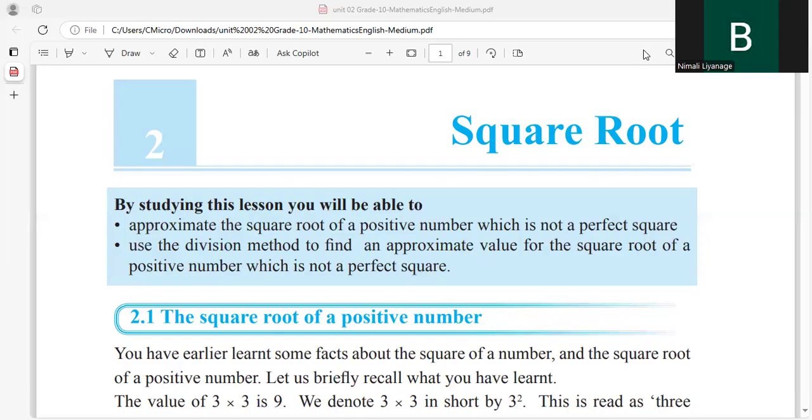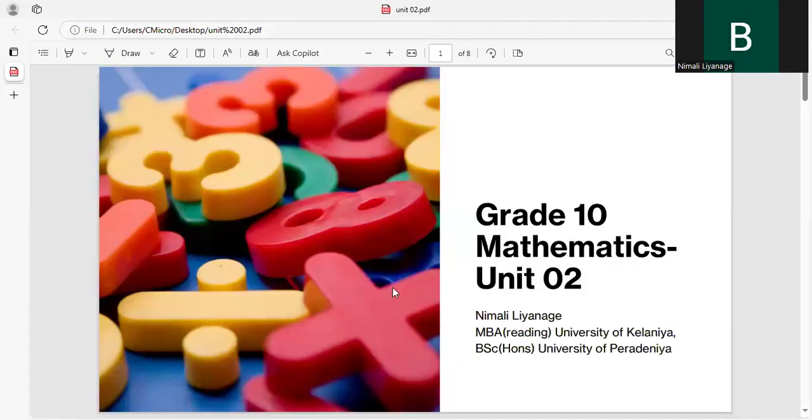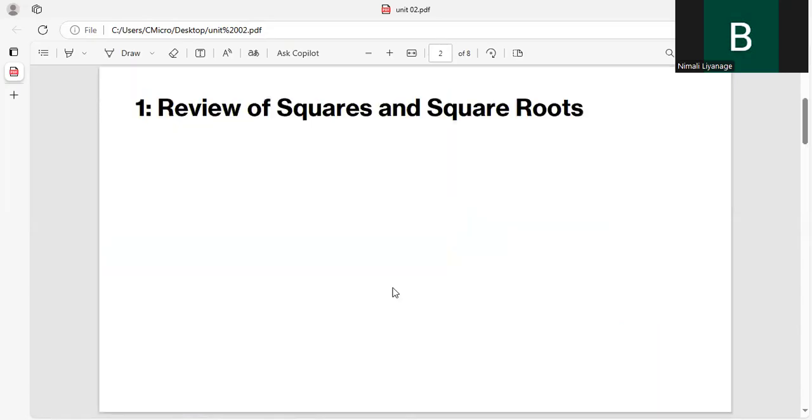Okay, let's start by recalling some basics and then build up to more advanced concepts. I think you can see my screen now. Okay, as the first step, let's go into a review of squares and square roots. So first of all, let's recall what squares and square roots are.